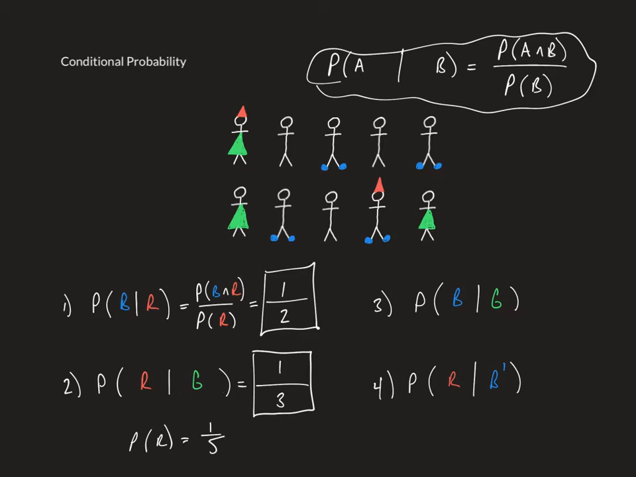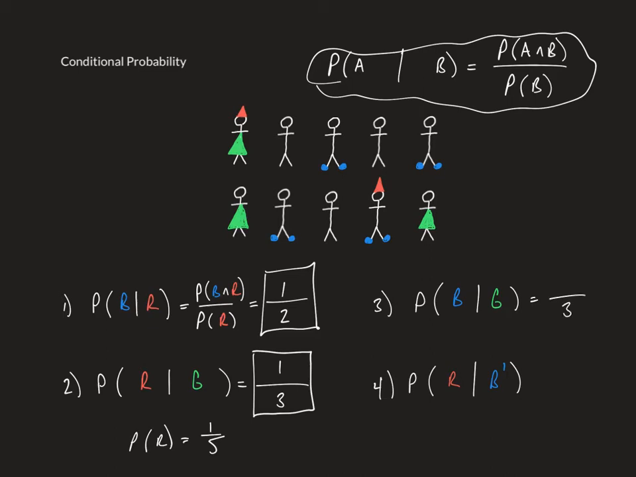So this isn't something we're considering necessarily today, but think about the fact that the probability of picking a red-hatted person went up once we limited our scope to only people in green dresses. That means something. All right, so number 3. What's the probability of picking someone who's wearing blue shoes given that they're wearing a green dress?